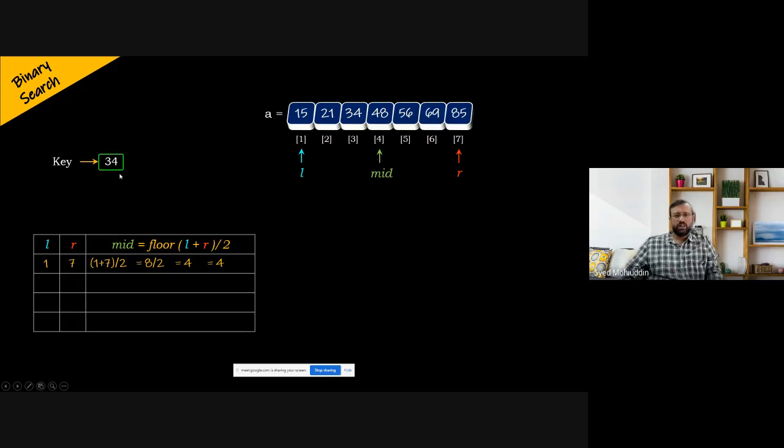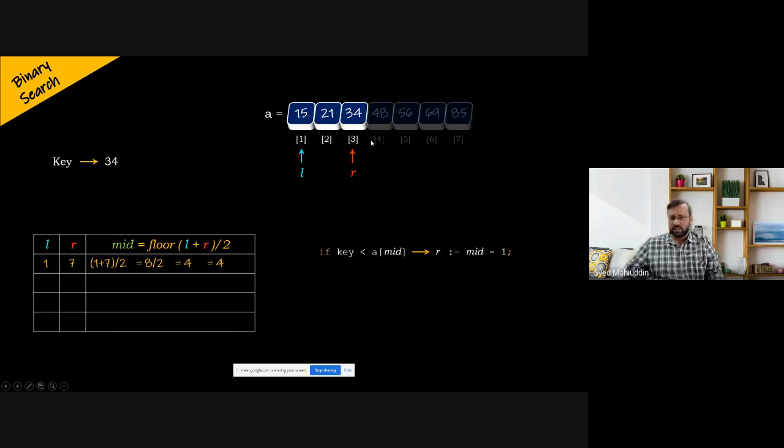So for 34, since it is less than 48, what we try to do is move the right index. Key is less than the mid element, so we move the right index to mid minus 1. We are not moving till mid, but mid minus 1. So the right index is moved to mid minus 1. When it is moved to mid minus 1, the rightmost part of the array is not considered now. So we are only left with the leftmost part of the array.